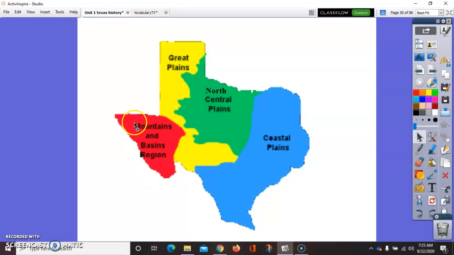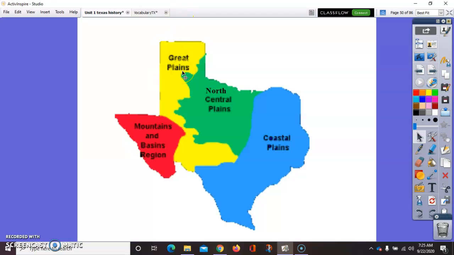They adapted to the area, but they also adapted the area to their culture. And that's really what we're going to be looking at as we move forward to our lessons on Native Americans.